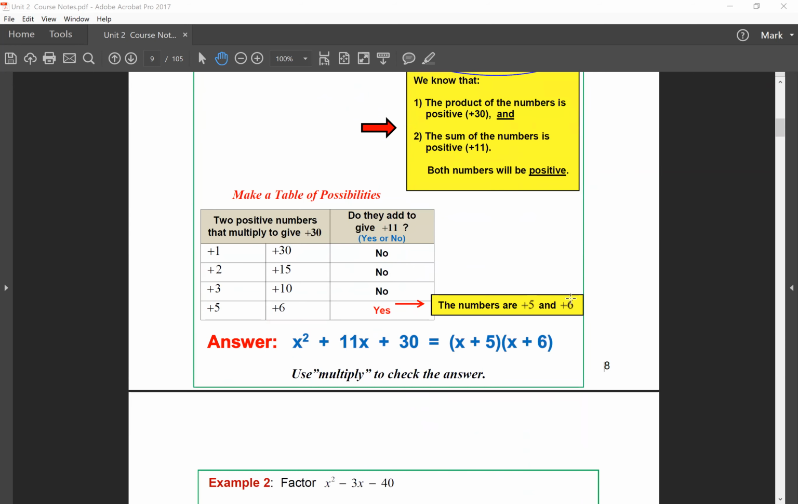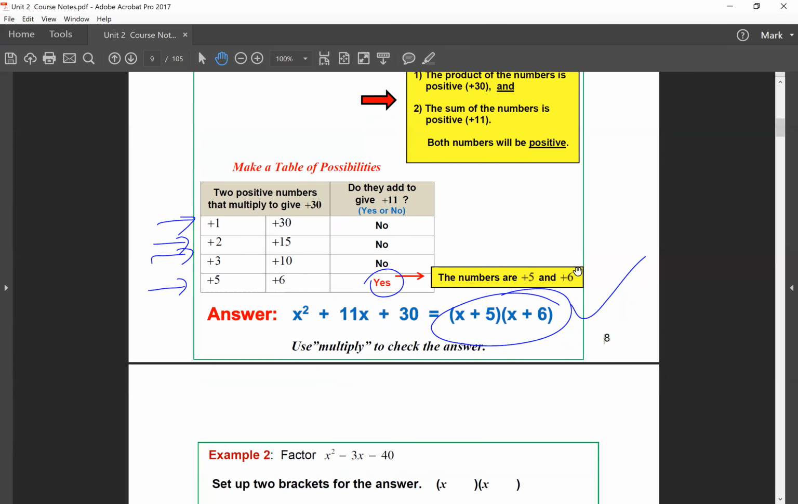So what the book here says to do is to make a table of possibilities. Here is 1 times 30, 2 times, oh, I forgot, 2 times 15, 3 times 10, 5 and 6. And 5 and 6 seems to be the answer. They do add to give us 11. So this is where my binomials come from. I know this seems a little weird. You'll see me do a couple of examples in a minute. It's a lot easier than it looks.